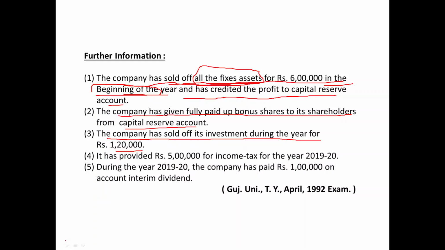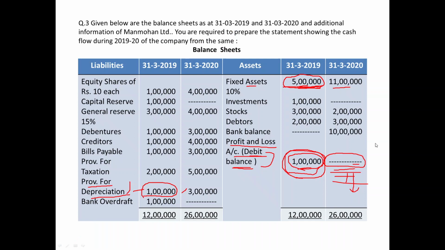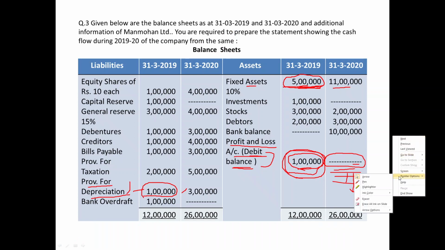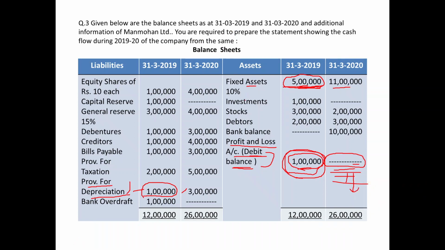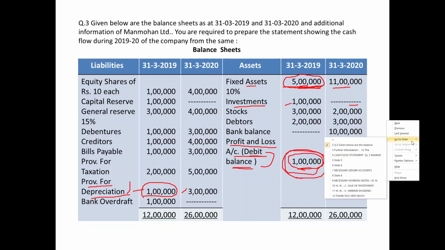1,20,000. But what is the cost price? Instruction is that company has sold off its investment. Let us verify the balance sheet. What is the position of investment has been given on the asset side. Have a look. Second item, investment, opening balance 1 lakh, closing balance nil. It means entire investment has been sold off in the current year for a selling price of rupees 1,20,000.